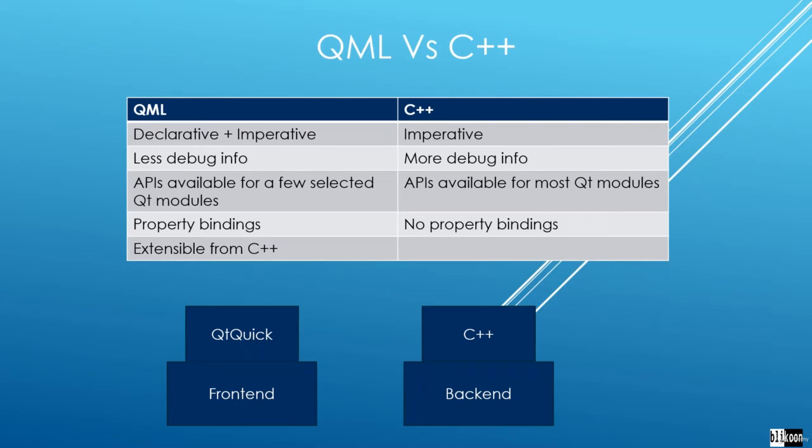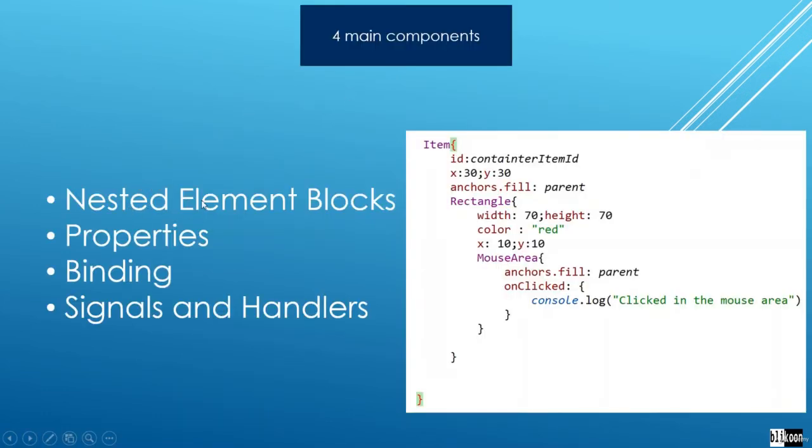Okay, and the big idea is that Qt Quick is used to build your user interface, and C++ takes care of the heavy lifting, doing resource-heavy things, and passing the results back to Qt Quick to be displayed to the user. QML has four main components, really.